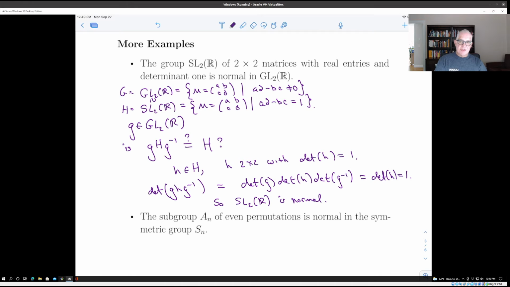The coset representatives are the possible determinants. We'll have to look at this example in more detail later, but the possible values of the determinant of G are any real number except for 0. The elements of SL2R all have determinant 1. So the coset representatives are going to turn out to be anything in G which has the same determinant is in the same coset. And we'll see that later.